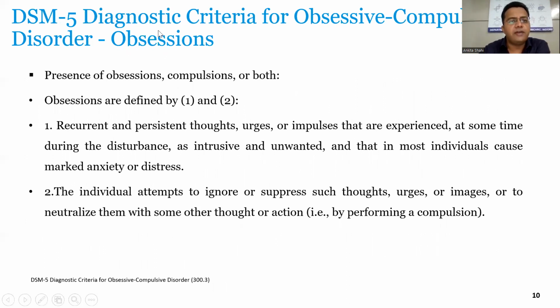Now, coming to the DSM-5 diagnostic criteria for obsessive compulsive disorder. Obsessions: presence of obsessions, compulsions, or both. Obsessions are defined by 1 and 2, that is, recurrent and persistent thoughts, urges, or impulses that are experienced at some time during the disturbance as intrusive and unwanted, and that in most individuals cause marked anxiety or distress. The individual attempts to ignore or suppress such thoughts, urges, or images, or to neutralize them with some other thoughts or action, that is, by performing a compulsion.